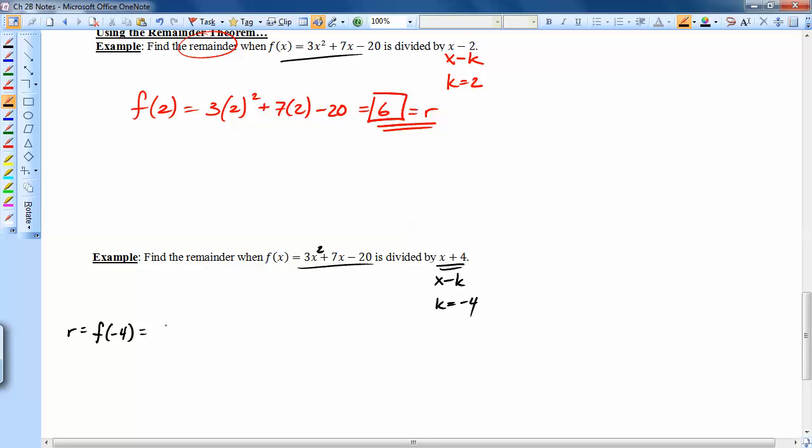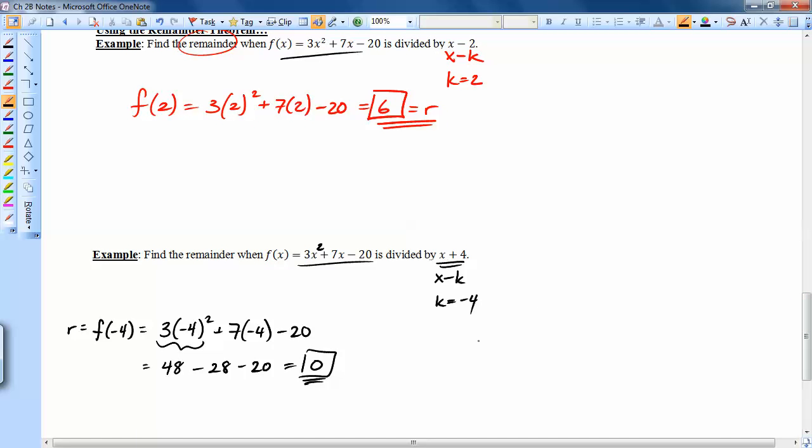Again, this is pretty quick. So it's 3 times negative 4 squared plus 7 times negative 4 minus 20. Well, let's see. This is going to be 16 times 3, 48. And then I'm going to subtract 28, and then I'm going to subtract 20. I'm left with 0. Now, a remainder of 0 is kind of nice, because if I have a remainder of 0, that means that this evenly divides f. That forces it to be a factor.